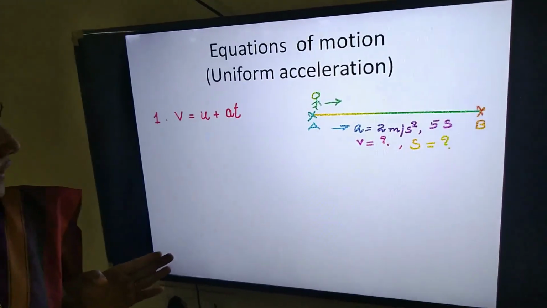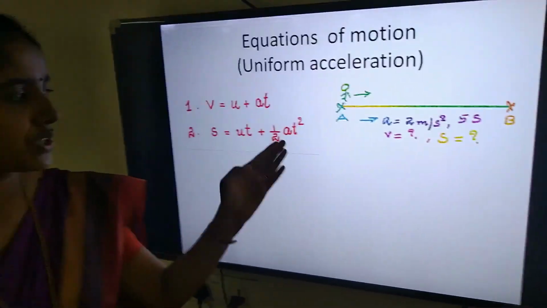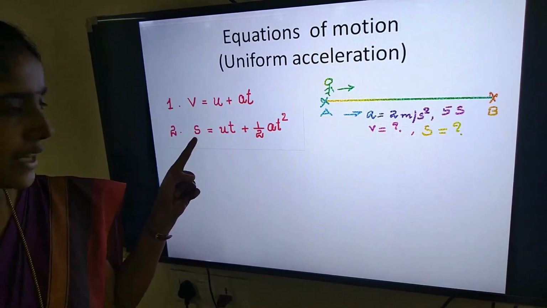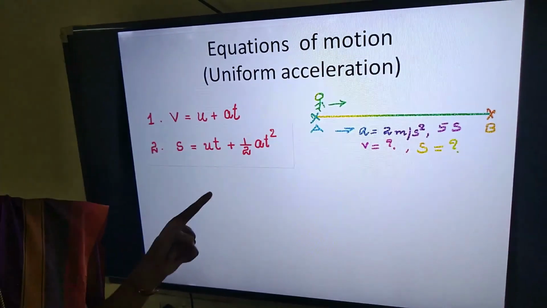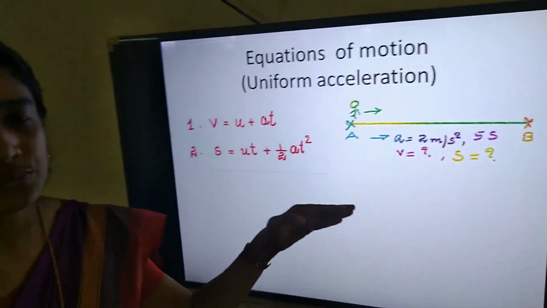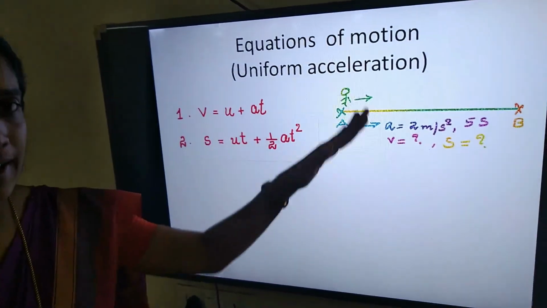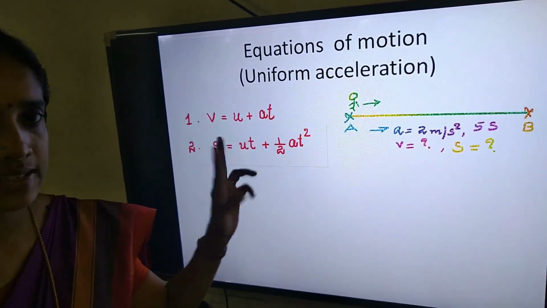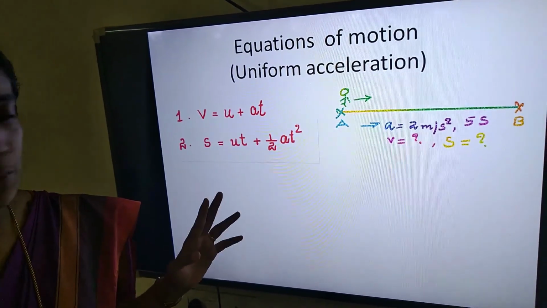Now let's go to the second equation: S equal to ut plus half at square. Again, the symbols have the same meanings. Then one more symbol came here, S. S means distance or displacement. I told you already we are discussing motion in a straight line, in the same direction. So we can use distance, displacement, speed, velocity, everything interchangeably. This point you remember.